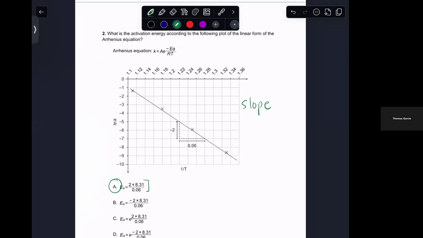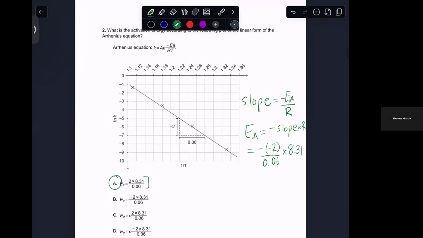So just to work out this problem, our slope is based on our activation energy. Specifically, it is negative activation energy over R, our gas constant. So when we rearrange this equation, we find that our activation energy, EA, is equal to our negative slope times R. And so we know our slope is rise over run. So it's negative 2 over our run, 0.06, times our gas constant, 8.31. Just for a little extra working it out, we always have to remember that our slope is just equal to negative EA over R. I keep switching between capital A and lowercase a for that one.